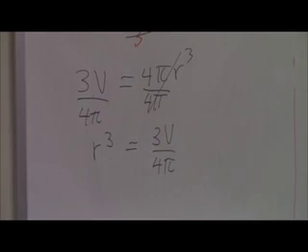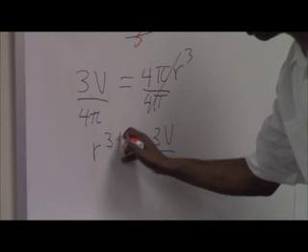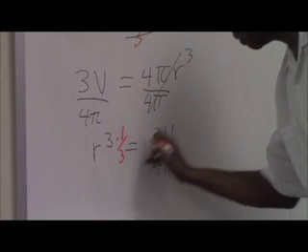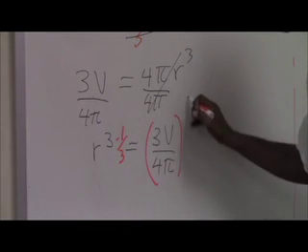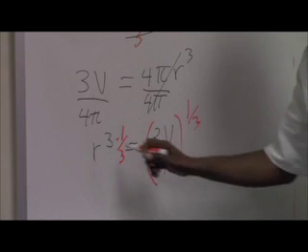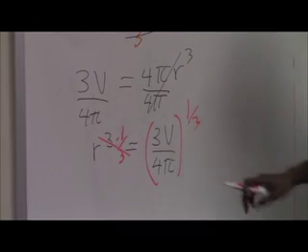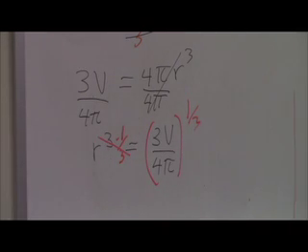Now, I need to get rid of that cube. Now, I want to take another approach here. Basically, I need to take the cube root. But I want you to understand, taking the cube root is the same as raising this to the power of 1/3, and the same thing over here to the 1/3. Because I want you to see why this cancels. That's why I'm doing it that way. I could have just done the cube root.